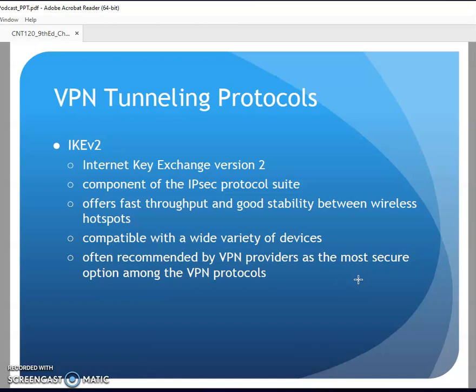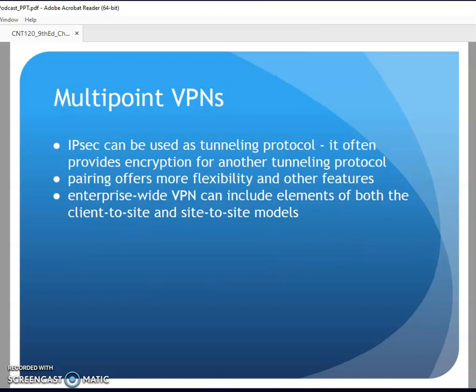Internet Key Exchange version 2. This is a component of IPsec. This one is compatible with a wide variety of devices. This is often recommended by VPN providers as a way for connection for tunneling your data.